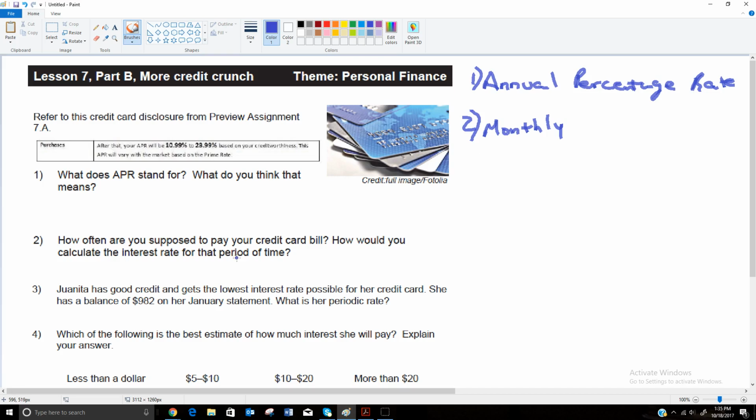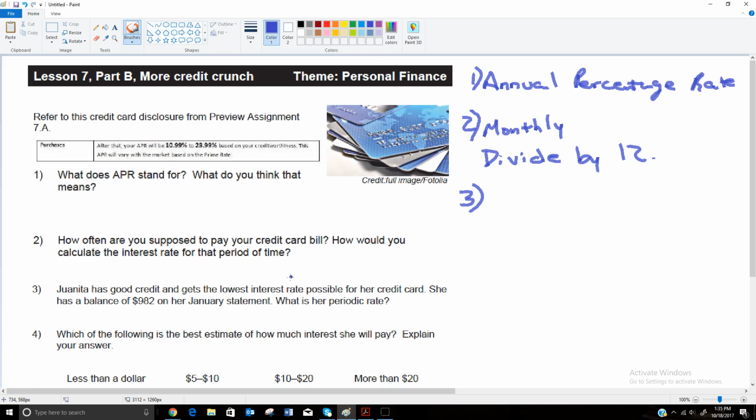And it says, how would you calculate the interest rate for that period of time? Well, in order to do that, we would divide by 12 because there's 12 months in a year. So if we wanted to take these APRs and make them a monthly rate, we would take 10.99 divided by 12 or 23.99 divided by 12. We're not going to do that right now. We'll just leave it at that.